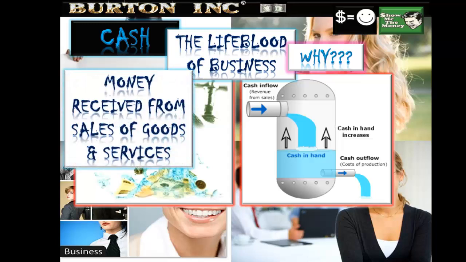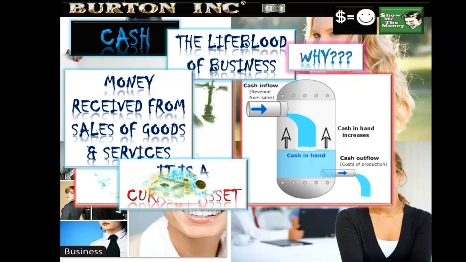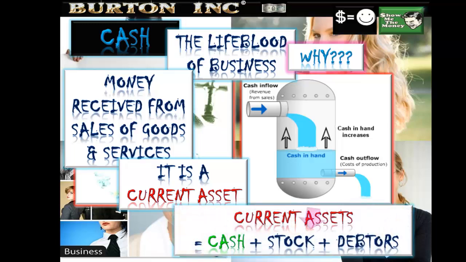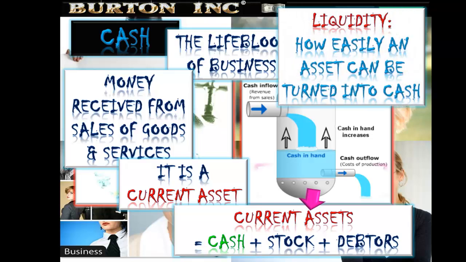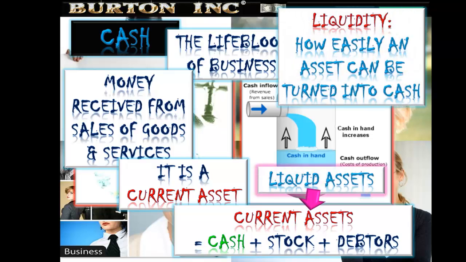Money comes in, money is received typically from sales of goods and services. We call this a current asset. It's only one of our current assets. Current assets, we have got cash, we've got stock, and we've got debtors. And essentially we're just talking about cash at the moment.